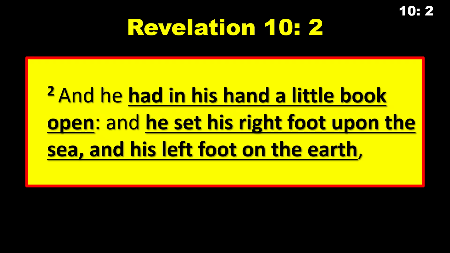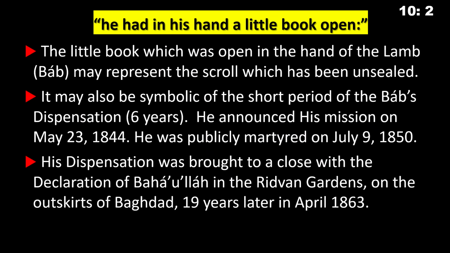Verse 2, quote, "And he had in his hand a little book open, and he set his right foot upon the sea, and his left foot on the earth." End quote. The little book which was open in the hand of the Lamb may represent the scroll which has been unsealed. It may also be symbolic of the short period of the Bab's dispensation, which was 6 years in length. He announced his mission on May 23, 1844, and he was publicly martyred on July 9, 1850. His dispensation was brought to a close with the declaration of Baha'u'llah in the Rizwan garden on the outskirts of Baghdad, 19 years later in April 1863.